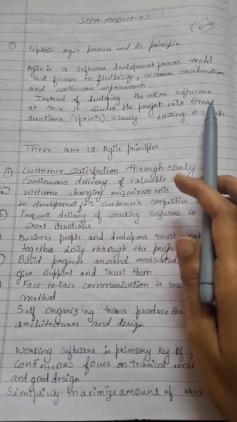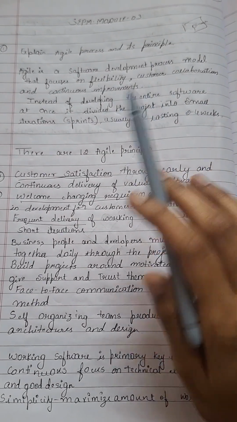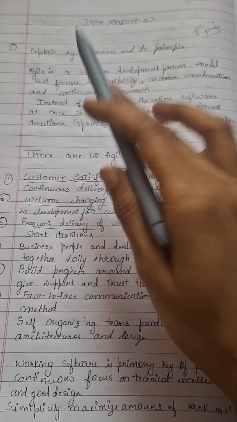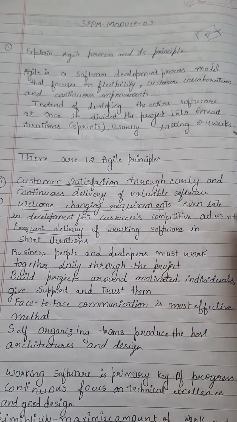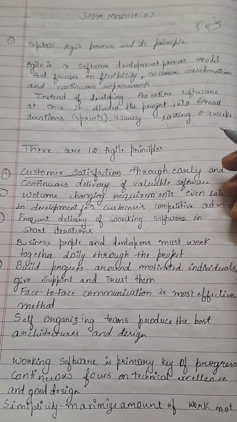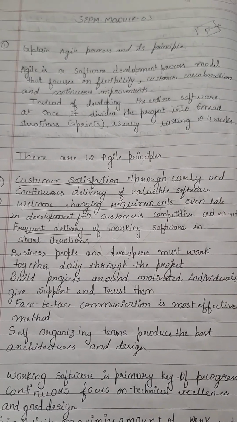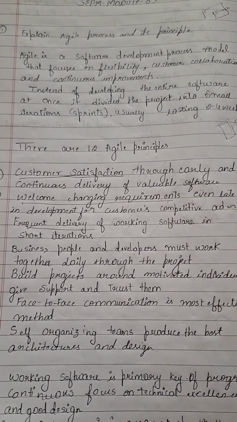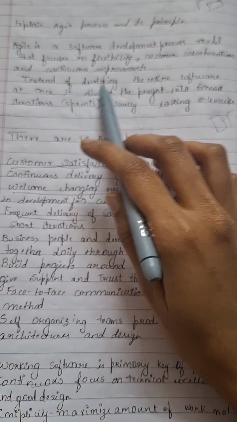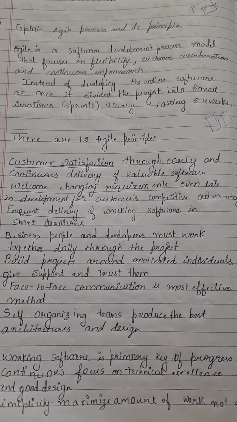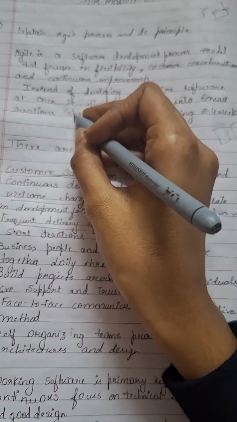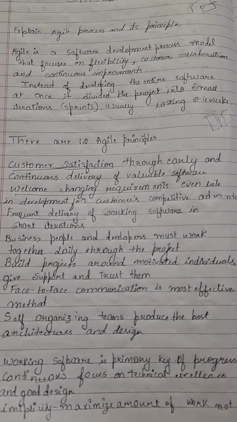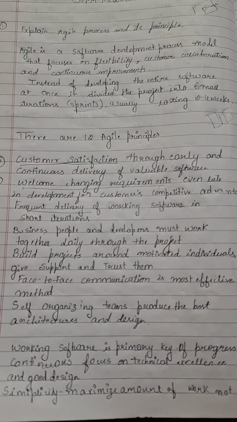Instead of developing the complete software at once, it will divide the project into subtasks. That is, if you want to build a library management system or a delivery app, first it will build the web interface, next it will build the database. It's like that. So it divides the project into small iterations, that is sprints. You have to keep this in mind. Sprints usually last 2 to 4 weeks.